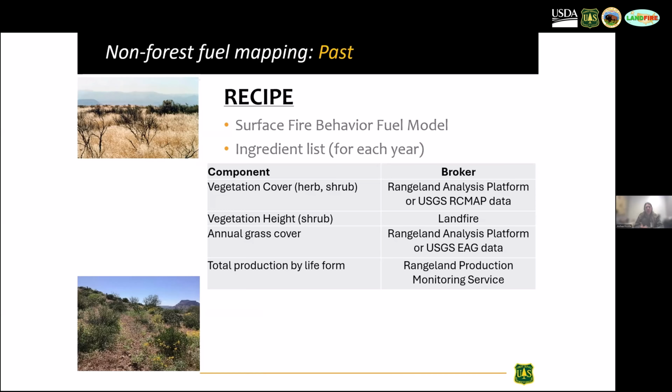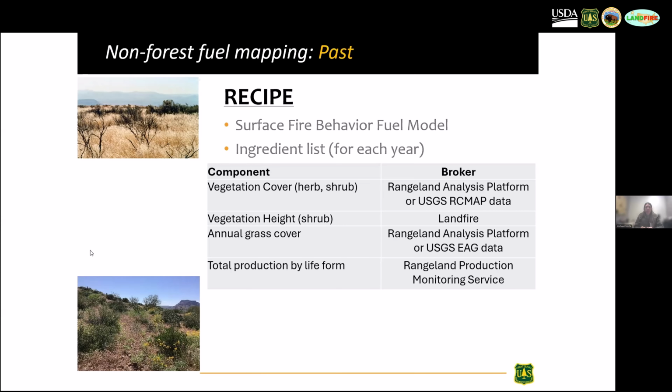It depends. Herbaceous height changes quite a bit. Annual grass cover, you get this from USGS EROS or the Rangeland Analysis Program, or total production by life form, which is a Rangeland Production Monitoring Service product. So the idea is we can alter fuels based on these different products, based upon what we're actually seeing, in this case in the past, but when we want to model during a certain time period.